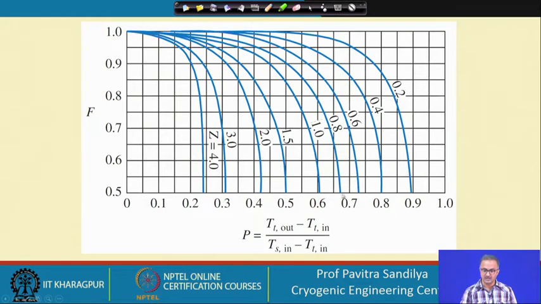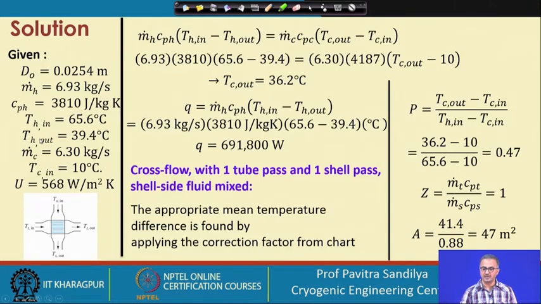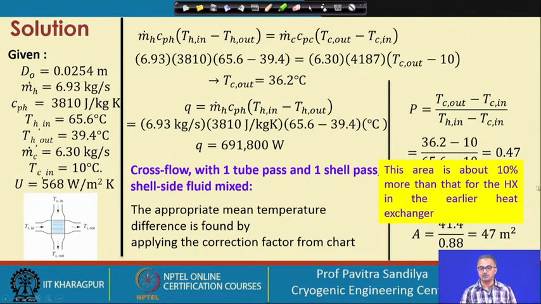We go to this chart. Again we locate the 0.47 from the x axis, and wherever it intersects with the value of Z equal to 1, from here we make a horizontal line on the y axis to read the value of the F as 0.88. We take this value of the F and we modify the area from the counter current heat exchanger to get the value as 47 meter square. Now this area is about 10% more than that for the heat exchanger we have found earlier.